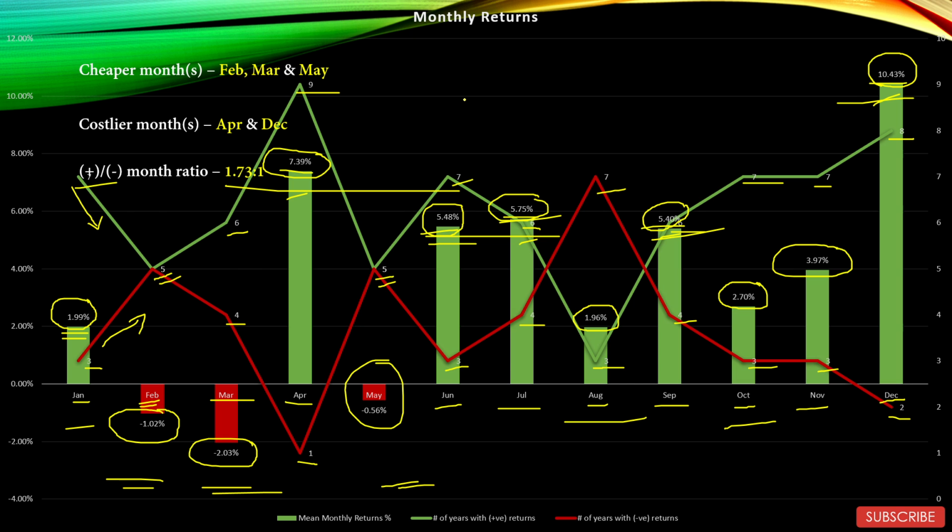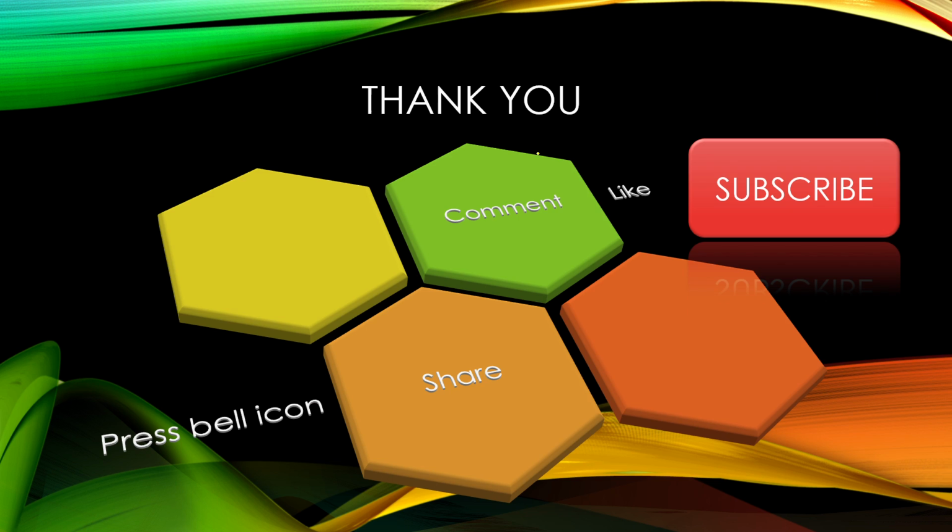And finally, the positive to negative month ratio is 1.73 to 1, a good number as such, which means there were 1.73 positive months against each negative month in the last 10 years, that is, in the last 120 months. So it's a good number for the sector. So most of the things are going for this sector, and most of the numbers and the ratios are good for this sector overall. So that is all from my side in this video.